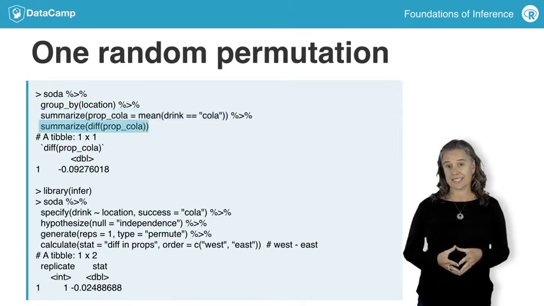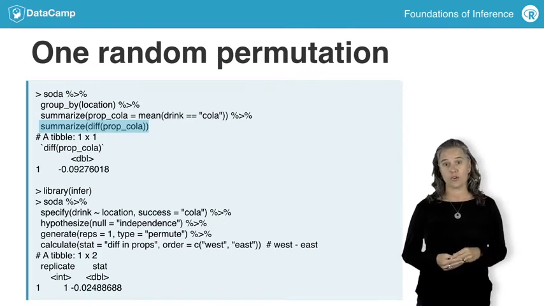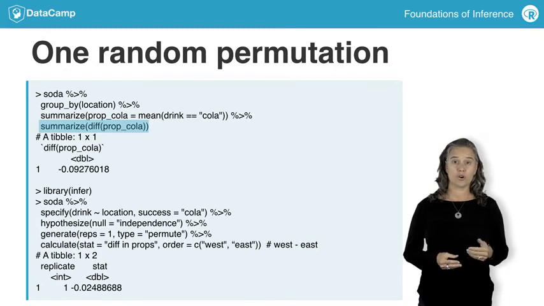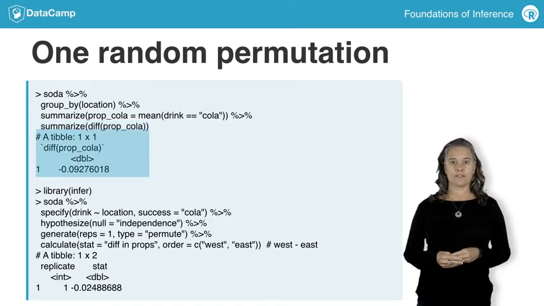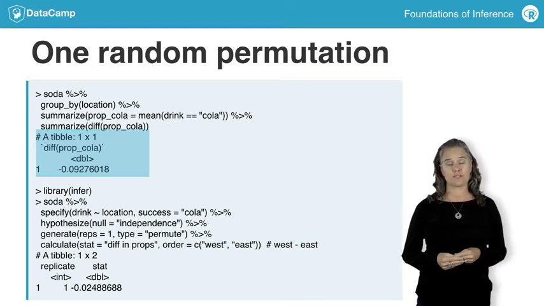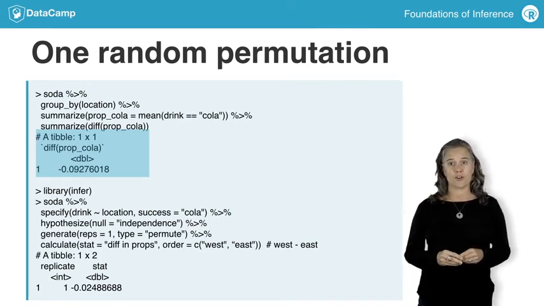Summarize is used a second time to find the difference in proportion of COLA preference across the two coastal groups. The diff function is applied across the two coastal groups because the data have been summarized by location. Notice that the output gives a permuted difference of -0.02 as compared to the observed difference of -0.09. However, the permuted difference of -0.02 represents only one instance of the variability of soda preference under the null model.